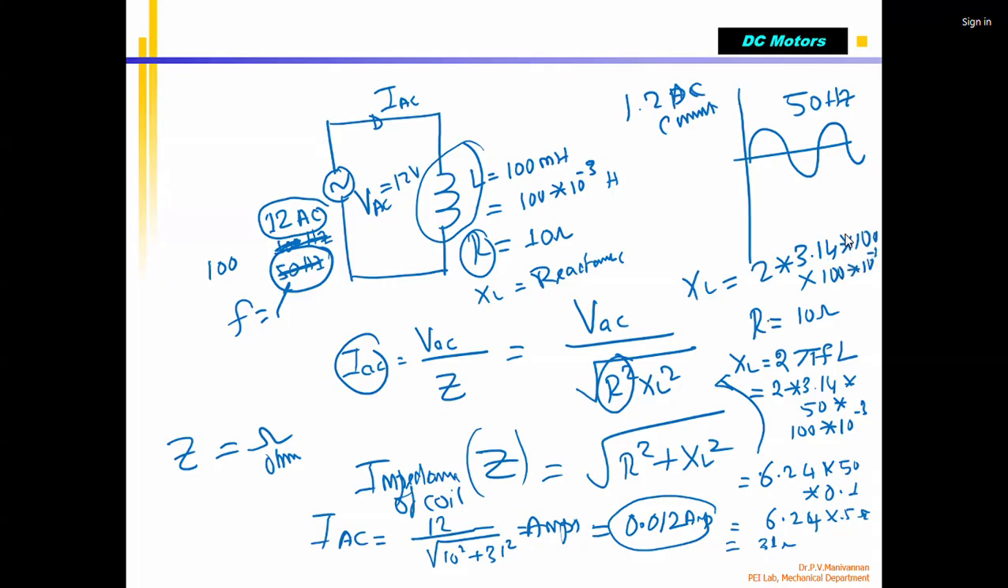So we can say that it is going to be 2 into 3.14 multiplied by 100 into 10 power minus 3, which is 62.4 ohms. My denominator, my IAC is going to be 12 divided by 64, almost double 62. The current will be again half of this.